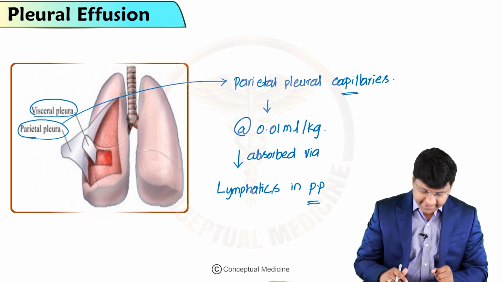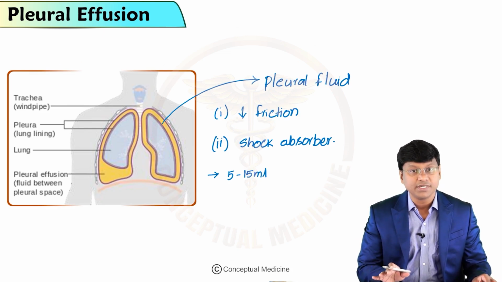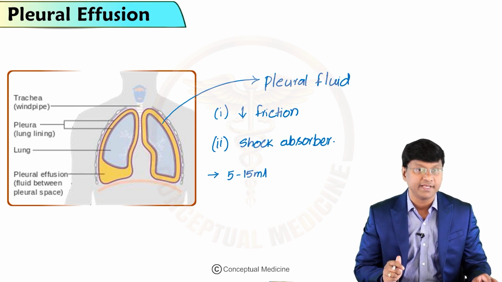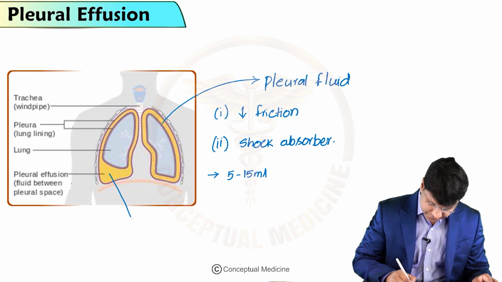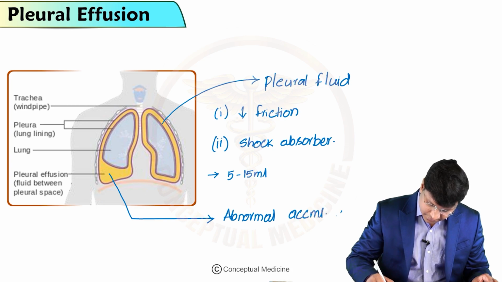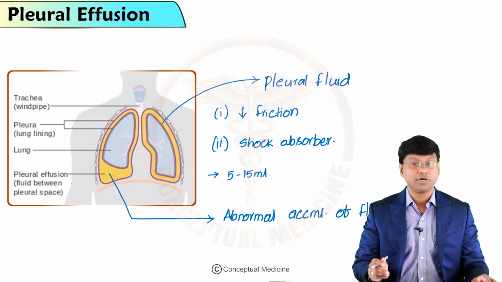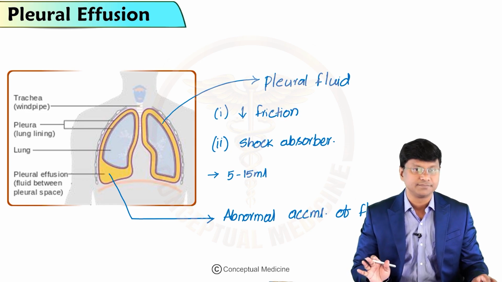Then, what do you understand by the terminology pleural effusion? In a normal individual, the quantity of the fluid should be around 5 to 15 ml. But in pleural effusion, there will be abnormal accumulation of fluid in the pleural space. That is what you mean by the word pleural effusion.